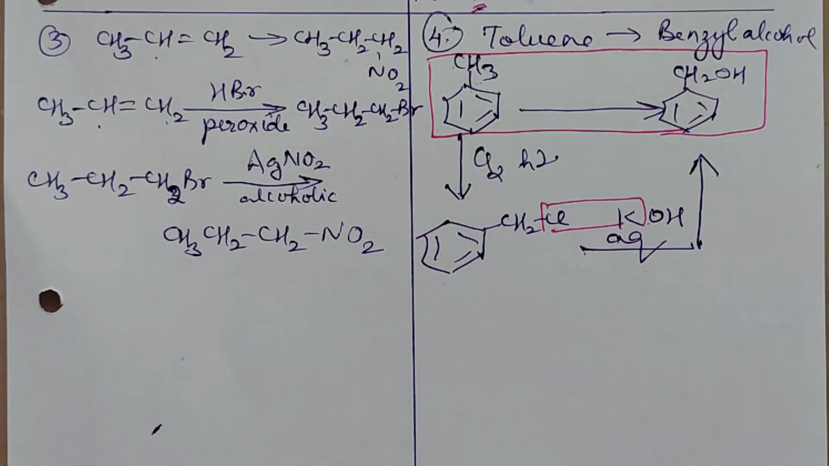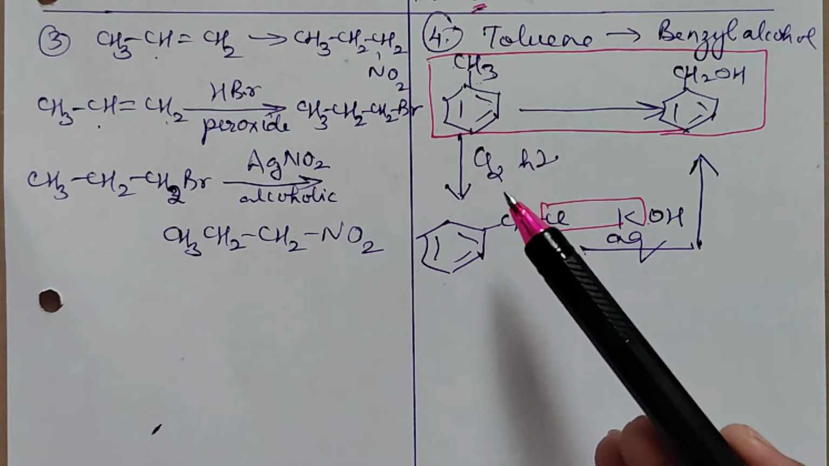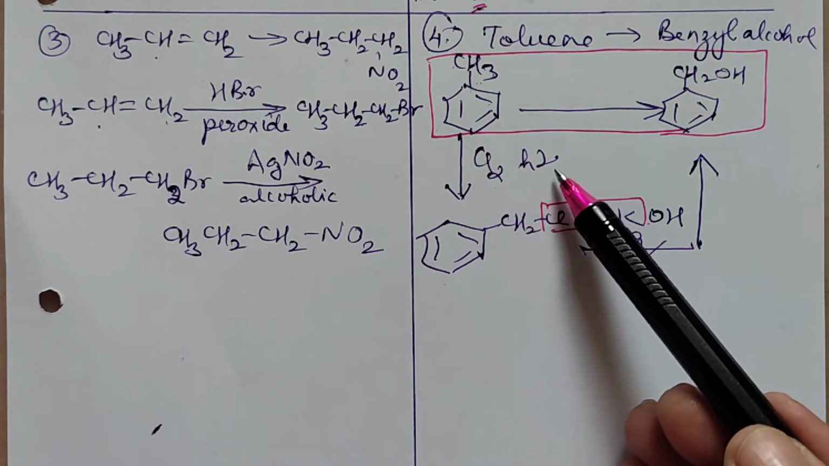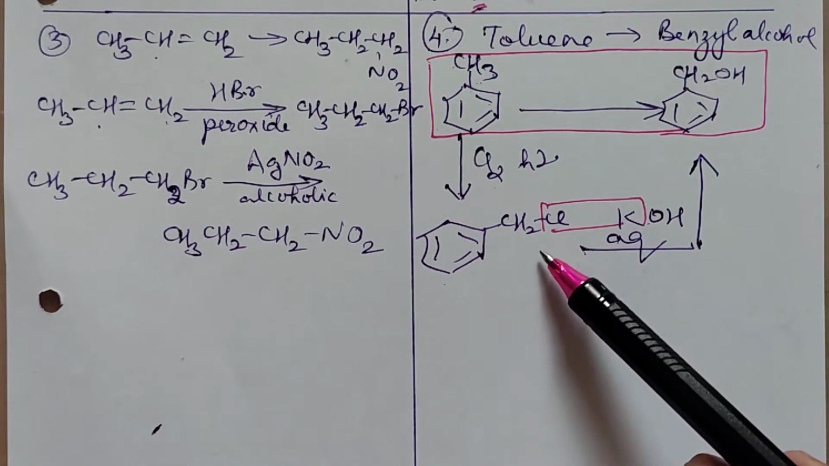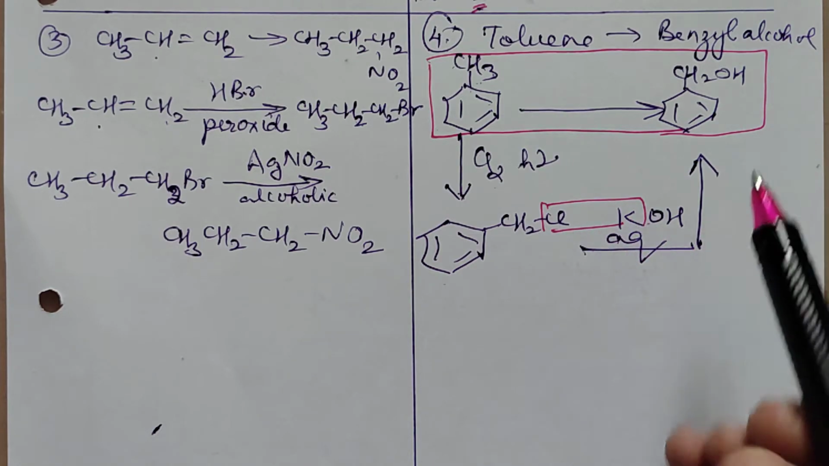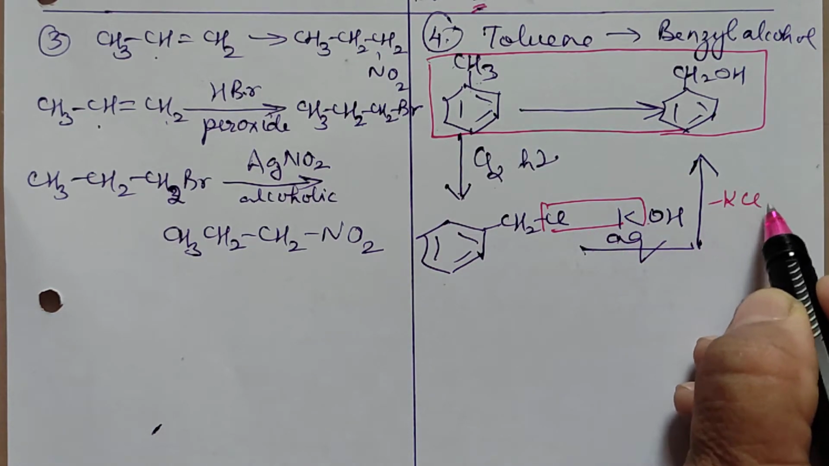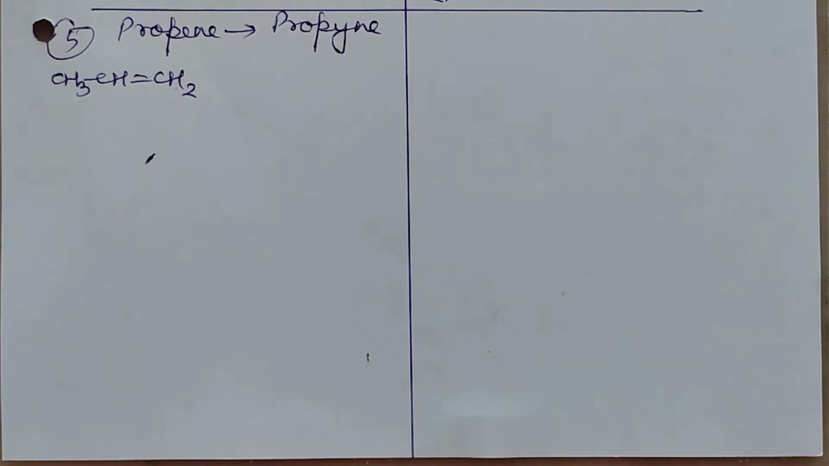Toluene we wanted to convert to benzyl alcohol. So what have we done? Toluene, first we treated with chlorine in the presence of sunlight. Then you got benzyl chloride. Benzyl chloride, then you treat with aqueous KOH. This KCl will come out. You can write here minus KCl. What are you left over with? Benzyl alcohol. Yeah, moving on to the next conversion now.